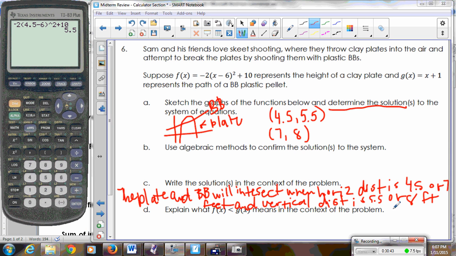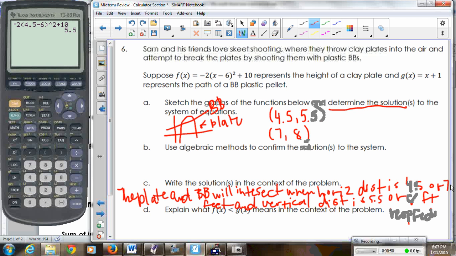Sorry, I know my handwriting is terrible on this thing. And when we say respectively, it just means that the 4.5 and the 5.5 go together, and the 7 and the 8 go together.